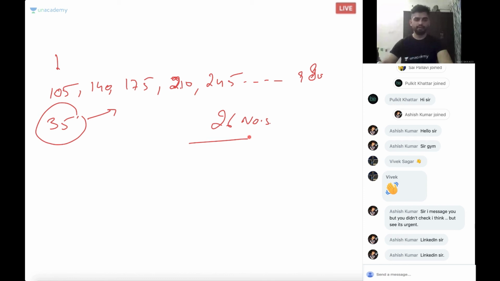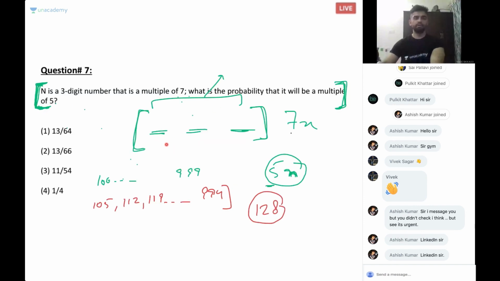Okay, and total numbers, which are the multiples of 7, are 128. We just found out. 26 upon 128 becomes 13 upon 64. What is 13 upon 64? Is the probability that the 3-digit numbers which are already multiples of 7 are also multiples of 5. So the answer is 13 by 64, which is my option number 1.